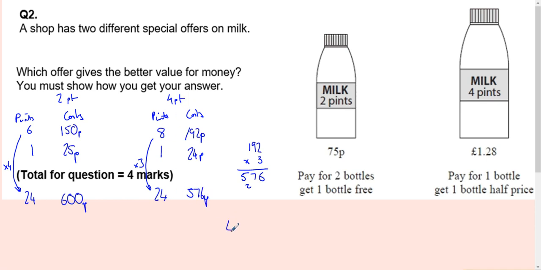Now, you had to have comparable amounts for each offer. So you had to work out the offer first. You then had to compare. A lot of people just worked out the offer and then didn't compare, or worked out the offer and just said, oh, it's 2 extra pints and it costs an extra 42p, so it's better value. You need to have comparable values.